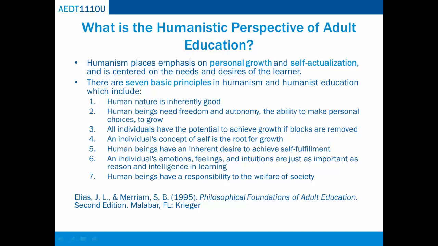According to Elias and Merriam, there are seven basic principles in humanism and humanist education. They include: human nature is inherently good, human beings need freedom and autonomy, and the ability to make personal choices to grow. All individuals have the potential to achieve growth if blocks are removed. An individual's concept of self is the root for growth. Human beings have an inherent desire to achieve self-fulfillment. An individual's emotions, feelings, and intuitions are just as important as reason and intelligence and learning, and human beings have a responsibility to the welfare of society.